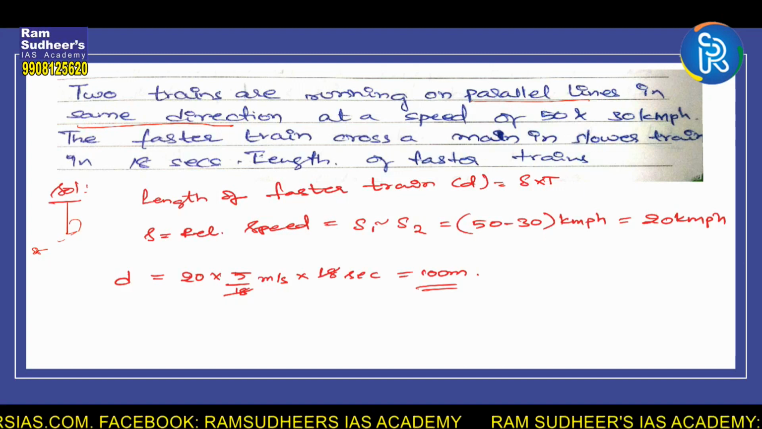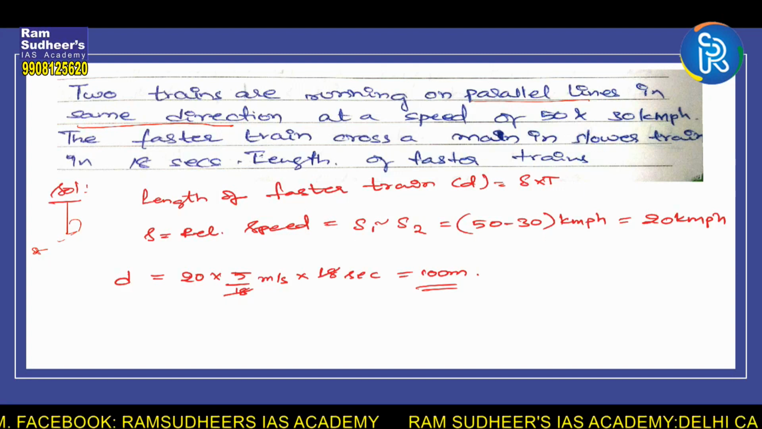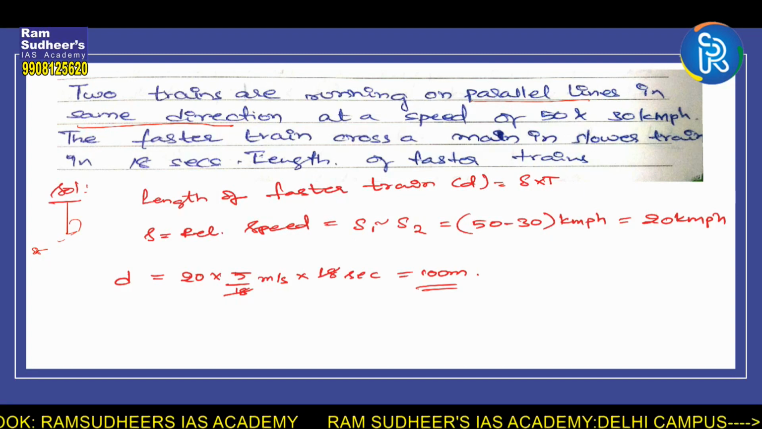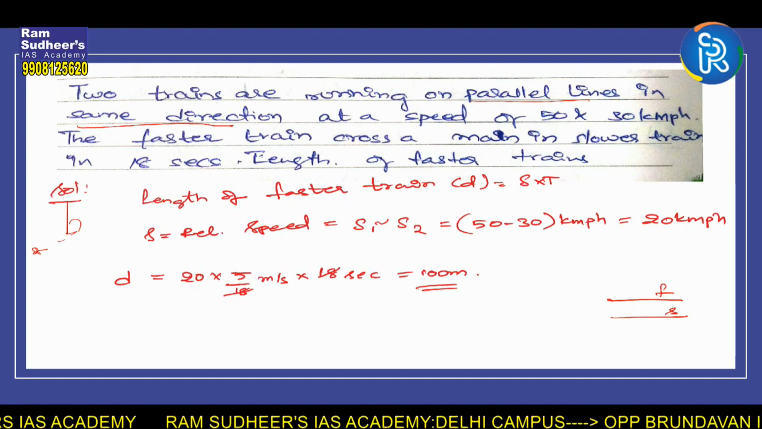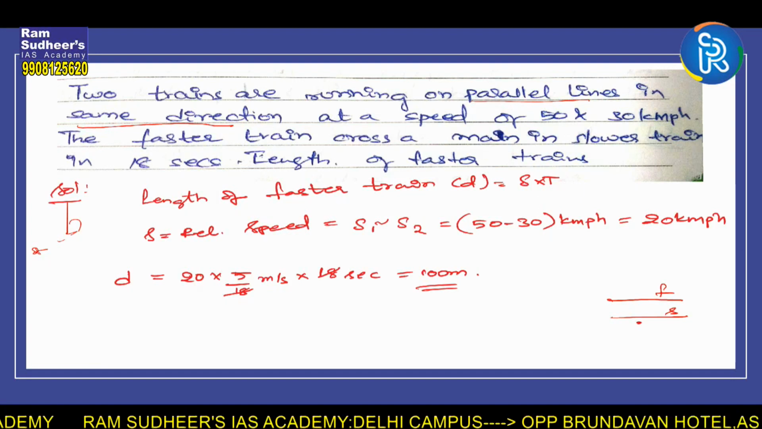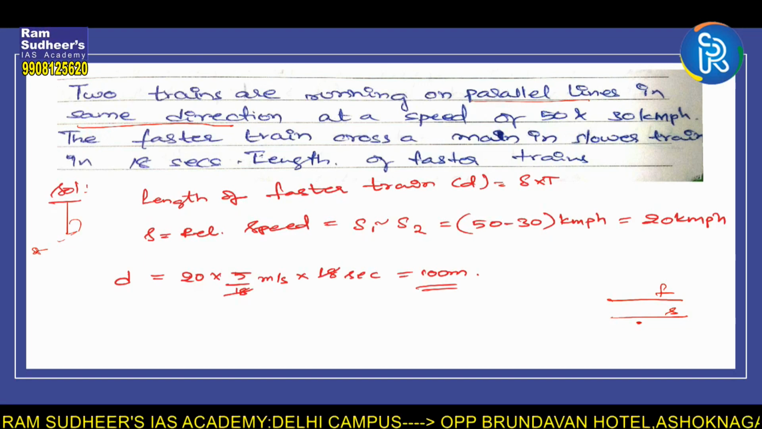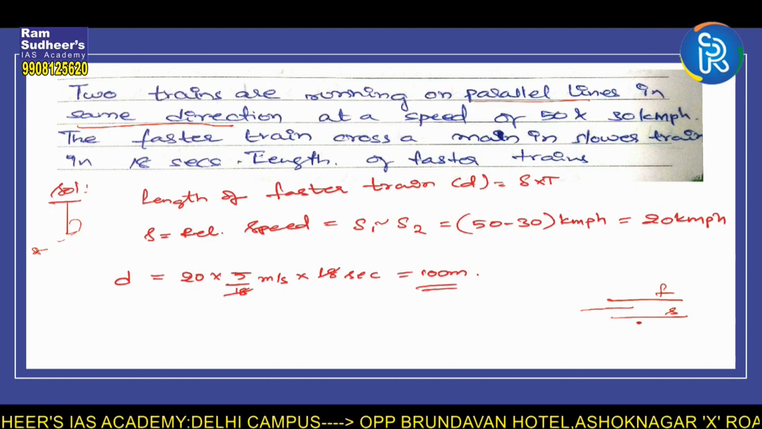The faster train crosses a man in the slower train in 18 seconds. The length of the faster train is? Here there are two trains moving in the same direction. This is the faster train, this is the slower train, and there is a man sitting in the slower train. The question asks how much time this faster train would take to cross him.